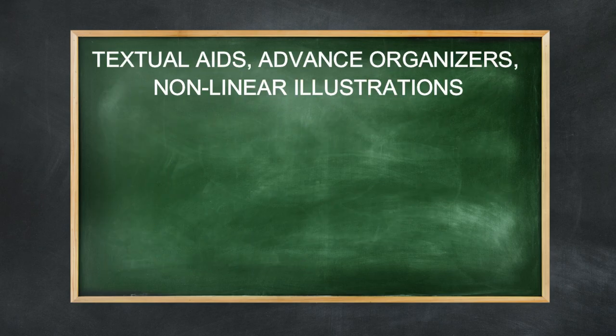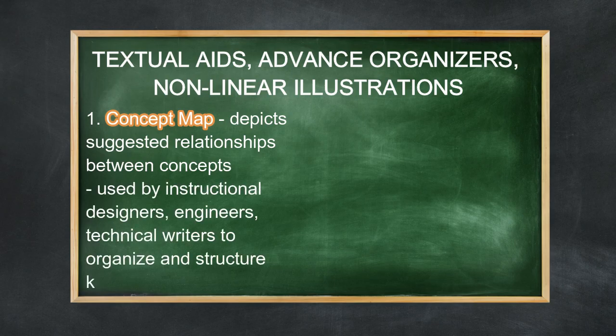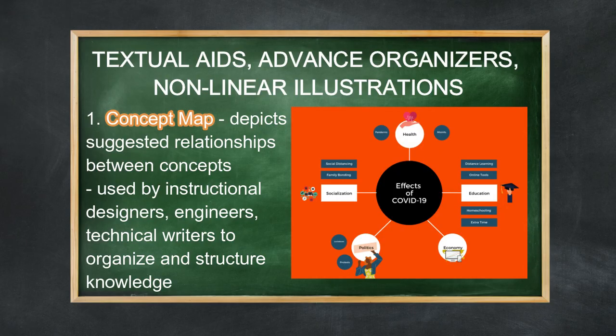Examples of textual aids, advanced organizers, and non-linear illustrations. 1. Concept map. A concept map or conceptual diagram is a diagram that depicts suggested relationships between concepts. A concept map may be used by instructional designers, engineers, technical writers, and others to organize and structure knowledge. Here is an example of a concept map that shows the effects of COVID-19 pandemic to humans.